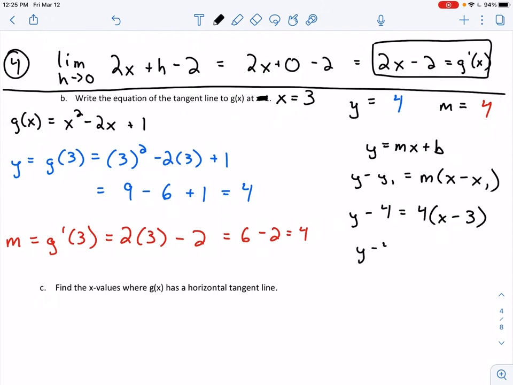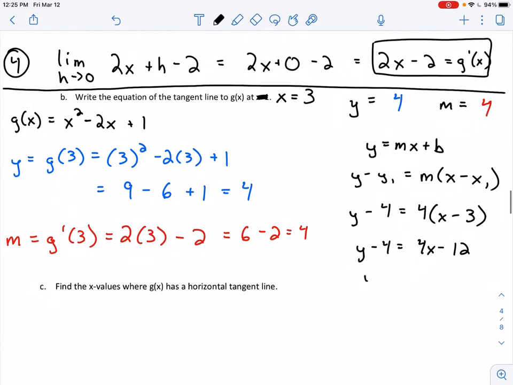So y minus 4, we can distribute over there on the right-hand side: 4x minus 12, and then add 4, so I end up with y equals 4x minus 8 is the equation of our tangent line.